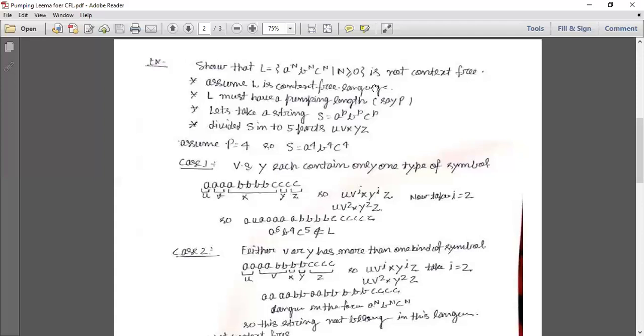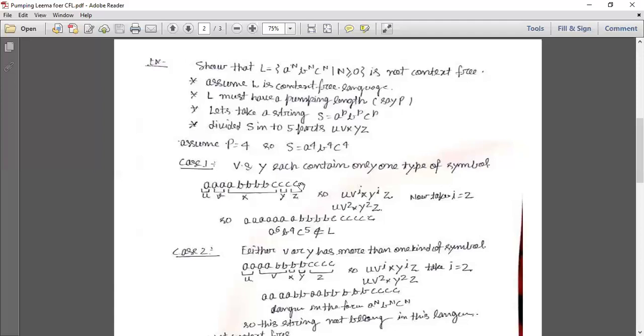So the given string is a^4, b^4, c^4. Now these are the different types of cases, case 1, case 2, case 3, based on our assumptions, right? There is no hard and fast rule. You define this particular case 1 or case 2 according to your choice, you can derive different types of cases. And the objective of each and every case is that they prove the contradiction part, right?